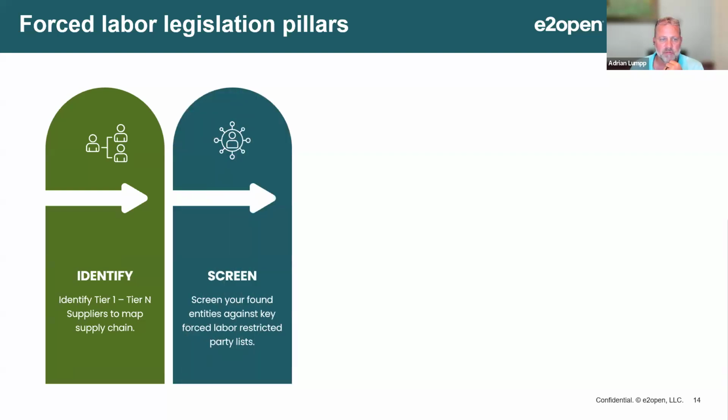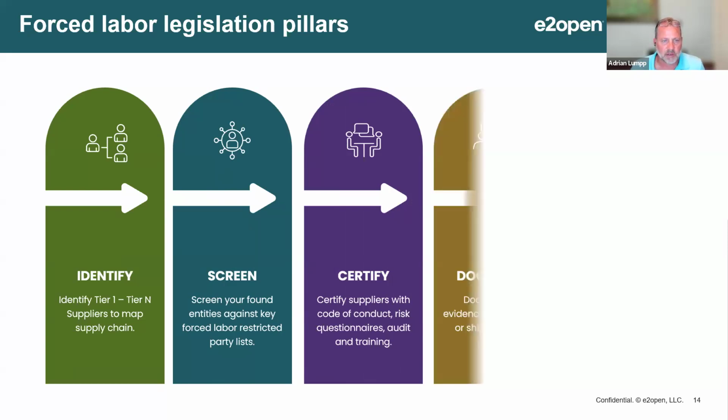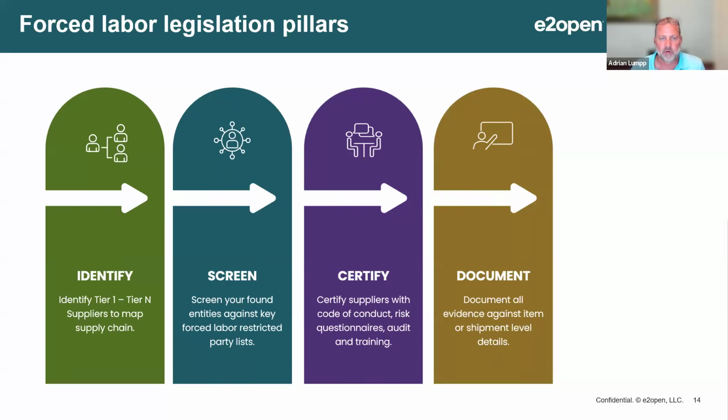Next, we need to be able to vet the list of suppliers against restricted parties lists, like Kevin mentioned earlier. And after screening, we need to be able to certify that same group of suppliers through a combination of code of conduct, risk questionnaires, audit, and potentially training. And then last but not least, of course, we need to be able to provide a repository for documentation that this process is maintained in the event the business is challenged or audited for compliance.